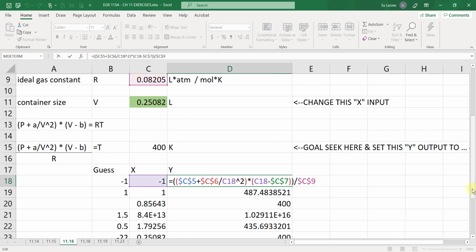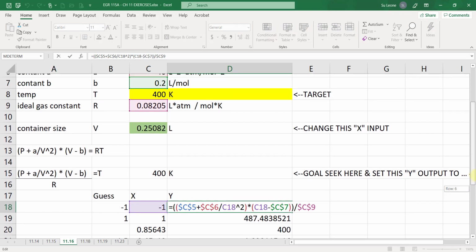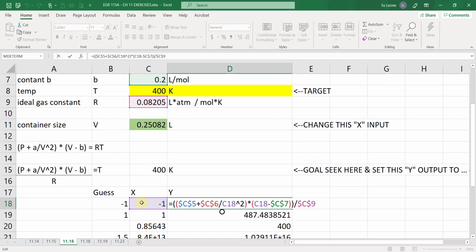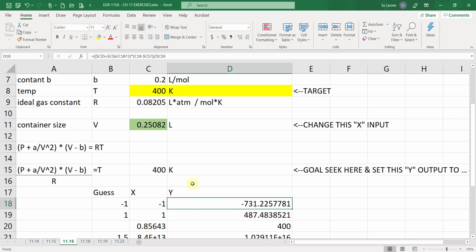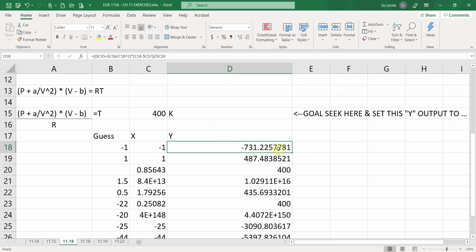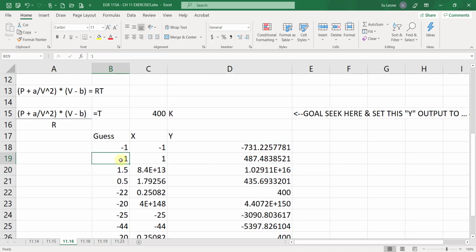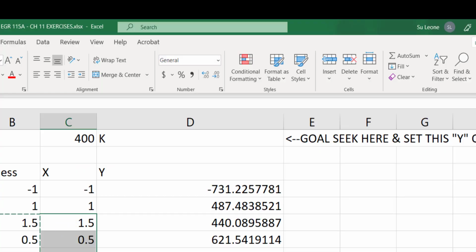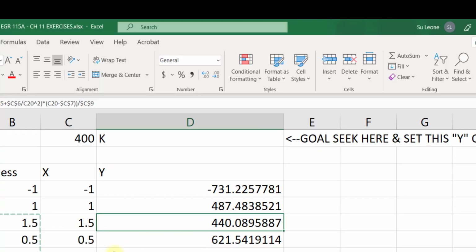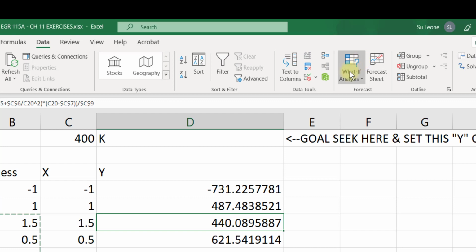And here it's using the same formula, only instead of looking at volume, it's looking at our X column, our input column, because that way we can copy it down. I have this big formula. So we know that 1 is too large. Here's our guesses. And we can see that some of them are way off. Let's try 1.5, because it seems like it has to be a larger number in order to get closer to 400 Kelvin.